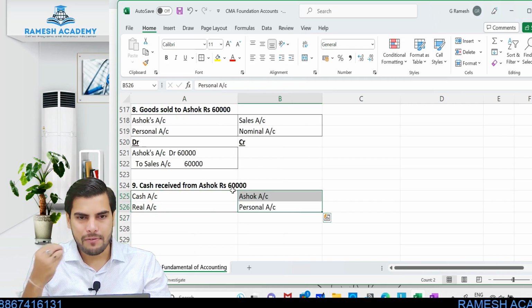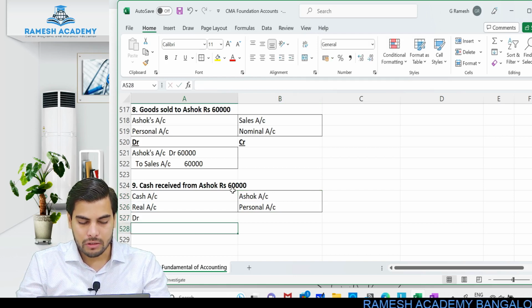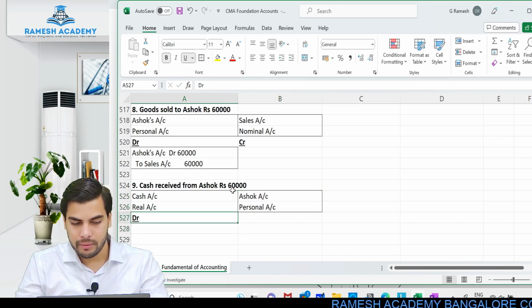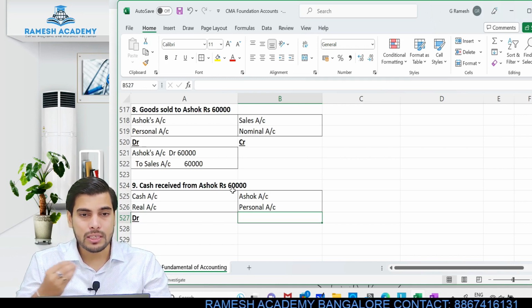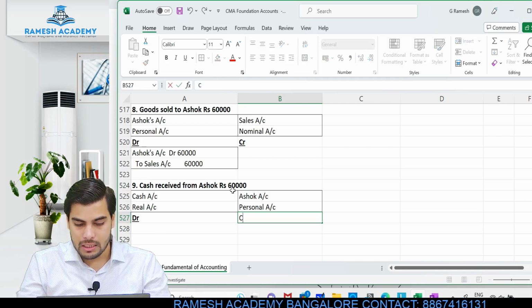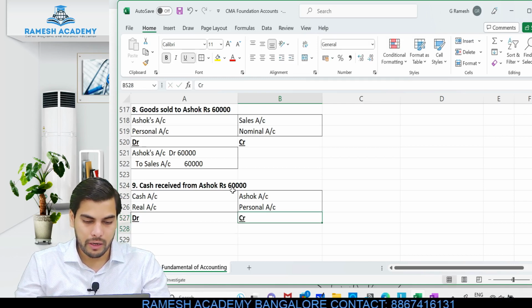When I am receiving the cash from Ashok, is the cash coming into the business or is it going out? Don't you think the cash is coming into the business? Therefore, we just need to debit it. Okay. So, what about the rule of personal account? Debit the receiver of benefit, credit the giver of benefit. So, in this case, don't you think Ashok is giving us 60,000 rupees? He is the giver. Therefore, we just need to credit his account.